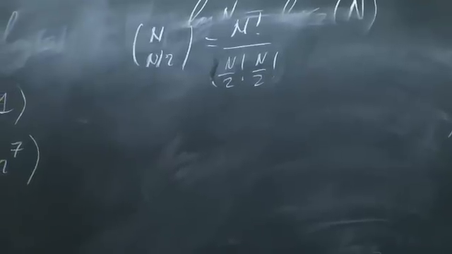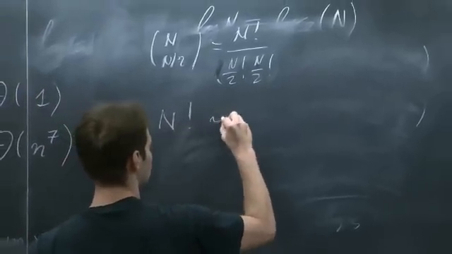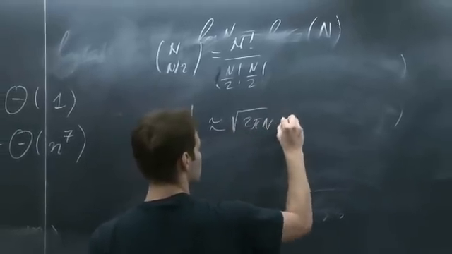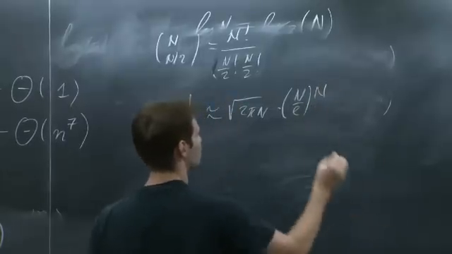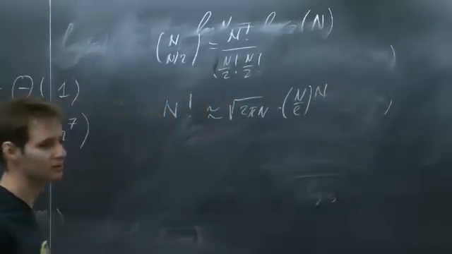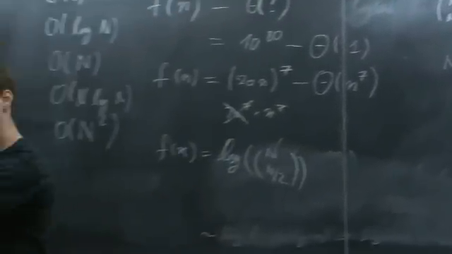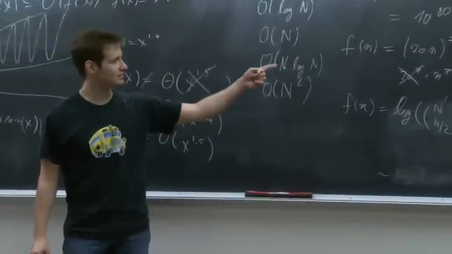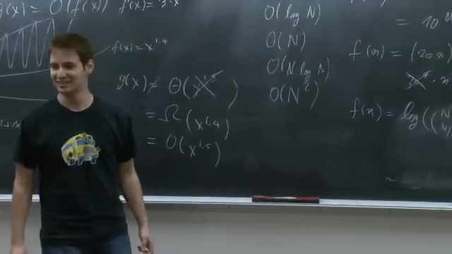And I'll give out another hint, which is that n factorial can be approximated as square root of 2 pi n multiplied by n over e to the power of n. But I think this will make you guys not want to come up and solve this. Yes? Can't you fix the root formula? Is that not it? Did I get it wrong?